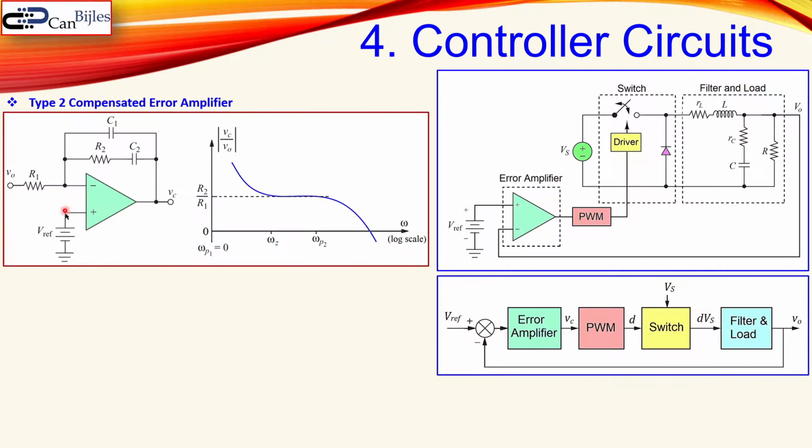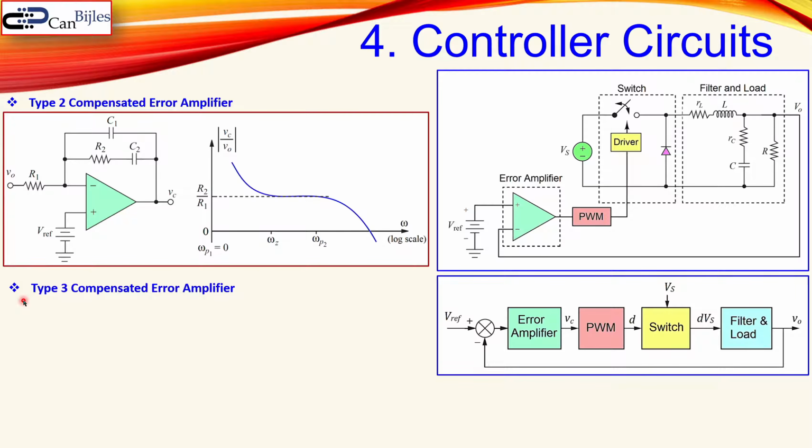And that will then be our error, which will then be processed and get to this VC, and then this signal goes to the PWM generator. And this is the Bode plot for the gain. You see here the 0, the pole 2, and there's also a pole at the origin. And this line here, which is sort of a saddle point, is given by R2 over R1.